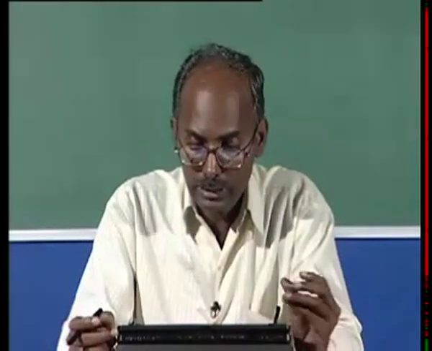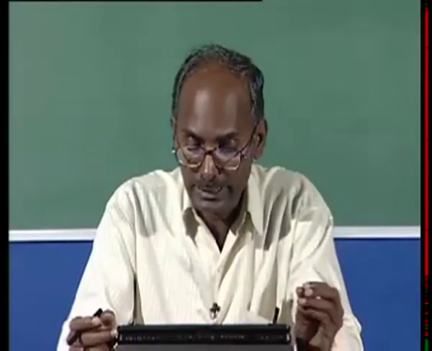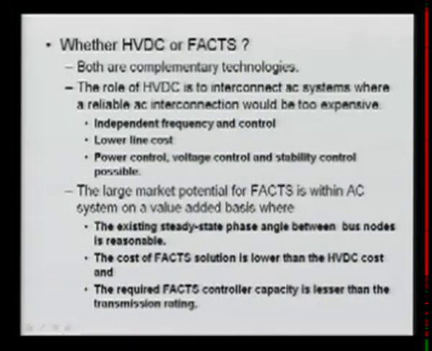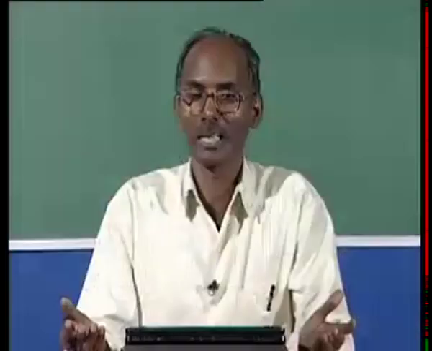So, the advantage of HVDC is independent frequency and voltage control. Two independent frequency systems can be connected and the power can be controlled independently of the system frequency of the two areas. We require only two wires maximum, or one wire, and we can use the ground as a return. So the line cost is lower, of course, than the three-phase system. Power control is possible, voltage control we can do very well, and stability control is also possible. However, in DC there is no stability concern at all because the P-delta angle does not exist there.